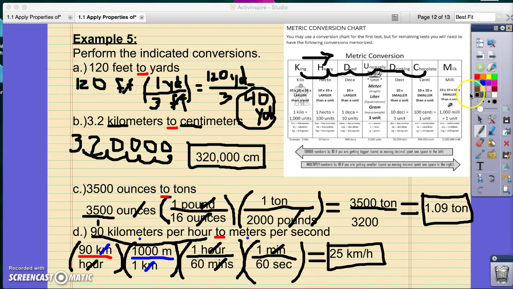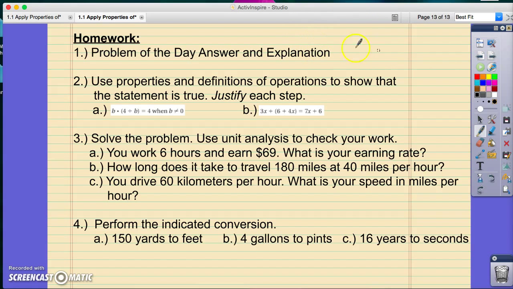All right, so let's go to the last one here. Finally, we are at the homework. I'm going to talk about that for a second so you guys get the hang of it. You have the problem of the day, answer, and explanation. You could do that right in the notes there. Then 2, 3, and 4 are actually problems. They go in order. 2 follows our example where we're writing out each step, so go back to the notes. 3 is unit analysis. And then 4 is the indicated conversions, just like we had before.